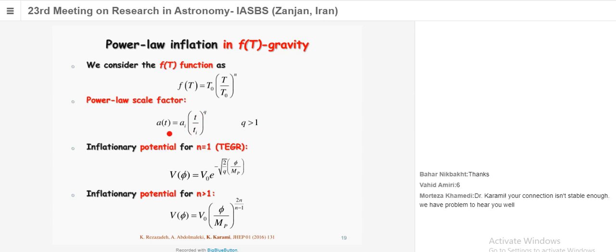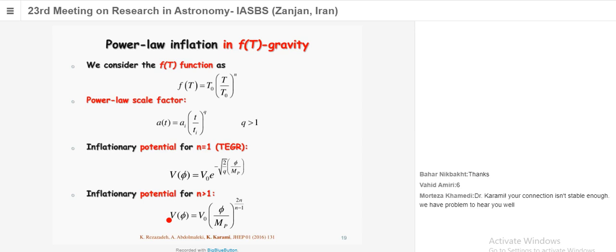This is necessary to have a double dot, positive a double dot, because inflation means that the universe experiences a rapid accelerated expansion. And also, we assume a power law function for f(T), which is given by T to the power of n. For this f(T) and a(t), according to the background equation in f(T) gravity, one can find the potential energy. For n equal 1, which recovers the standard model, the potential energy has exponential form in terms of the scalar field, and for n greater than 1, the potential energy has a power law form with the power of 2n over n minus 1.